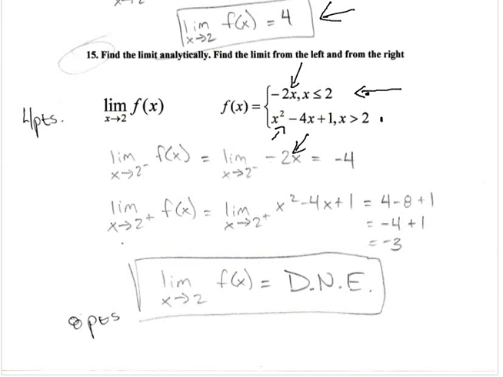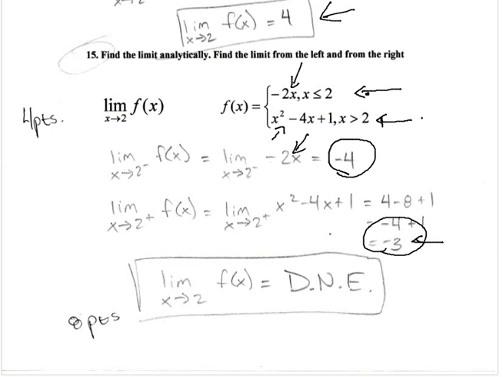The limit as x goes to 2 on the right of f of x: for any value greater than 2, we are going to use this bottom function. This bottom function is x squared minus 4x plus 1. So the limit as x goes to 2 on the right of x squared minus 4x plus 1, we can use direct substitution on that, and we figure out that it's equal to negative 3. So on the left, it approaches a value of 4 as x goes to 2, and as x goes to 2 on the right, it approaches a value of negative 3.